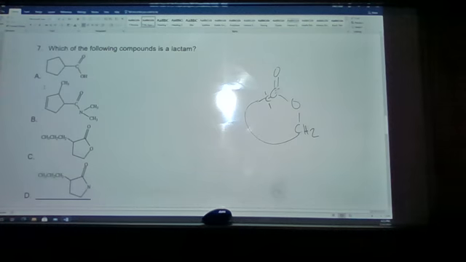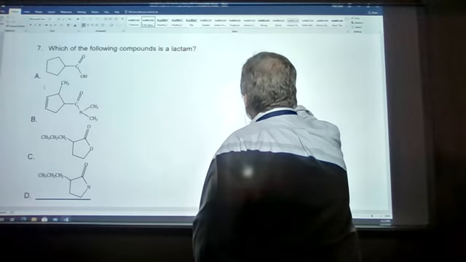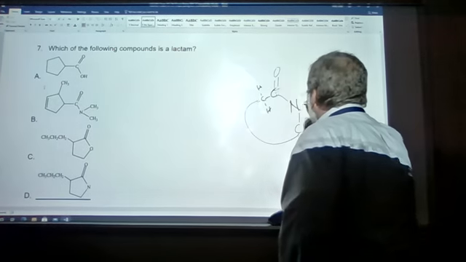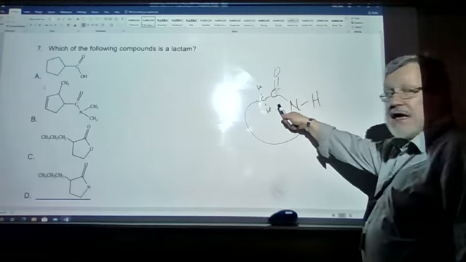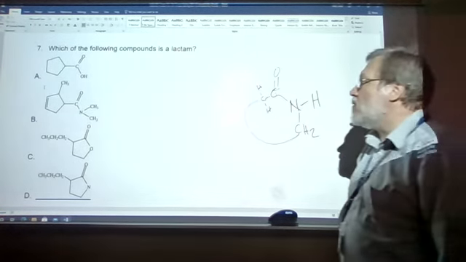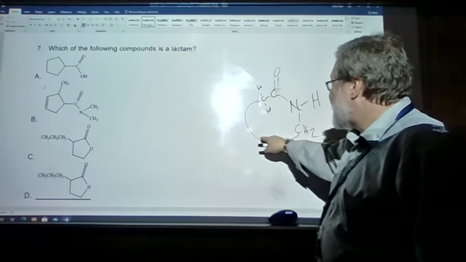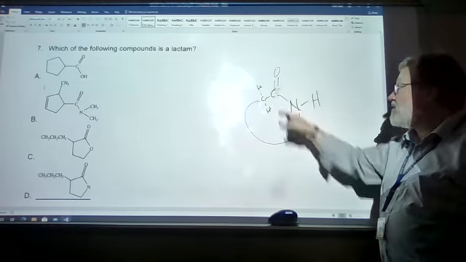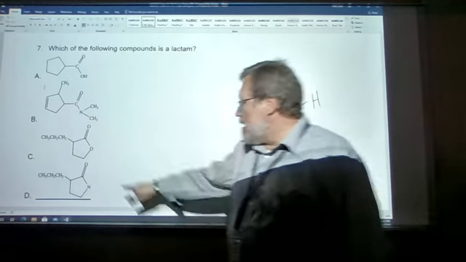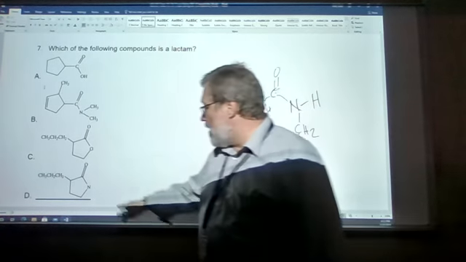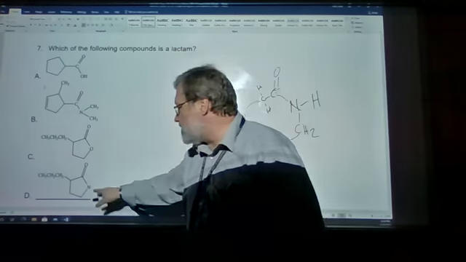Number 7, which of the following compounds is a lactam? A lactam is a cyclic amide. One of the carbon-containing groups on your nitrogen is cyclically connected back to the carbon group that's attached to your C double bond O. So you would have to have a nitrogen as part of the ring. The carbon group bonded to the nitrogen has to cycle back and end up bonded to the same carbon that's bonded to the C double bond O. Of these compounds, this is the only example that fits: a cyclic ring with C double bond O, N, an amide. So this is your lactam.